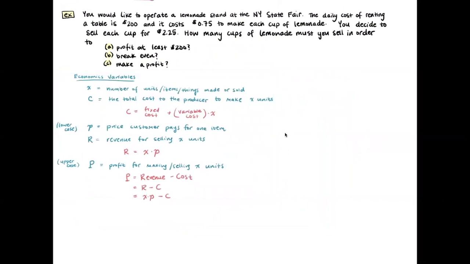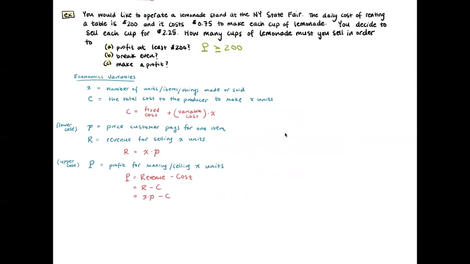Okay, so for part A, we want to know how many cups of lemonade. So we're looking for x. How many cups of lemonade must you sell in order to, and part A says, profit at least $200. Profiting at least $200 in symbols means capital P is greater than or equal to 200.